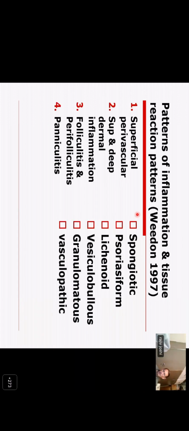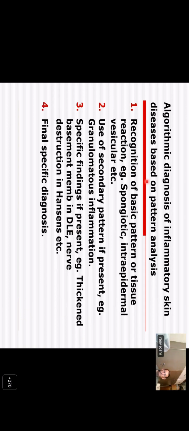Now he's twisted it a little bit. He spoke about the main patterns being superficial perivascular, superficial and deep, perifolliculitis and panniculitis. And then he spoke about spongiotic, psoriasiform, lichenoid, vesiculobullous, granulomatous, vasculopathic. So primarily the same thing, slightly twisted.